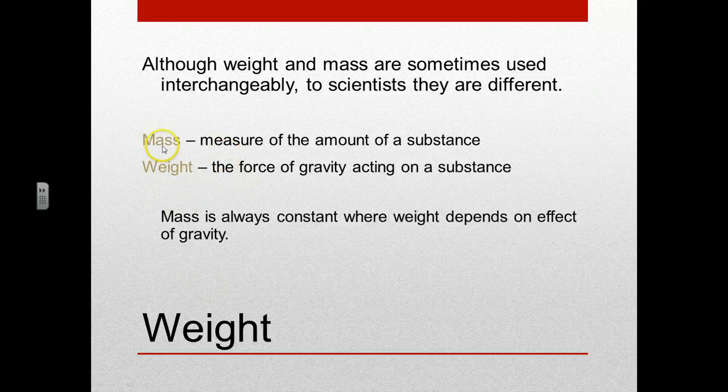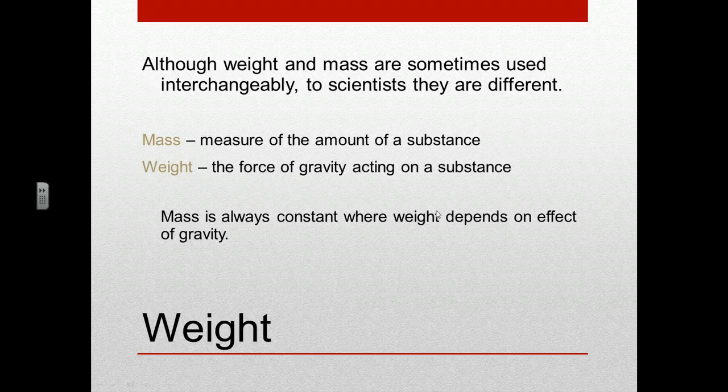I want to touch on the difference between mass and weight. In society, they're used interchangeably, but they do mean two separate things. Your mass, as I just said, is a measure of how much substance is there, and your weight is the force of gravity acting on that substance. When you get to physics next year, you're going to talk a lot more about weight and the forces acting on this mass. The important thing to remember, and why we use mass in science as opposed to weight, is mass is constant. It doesn't change based on where you are, whereas weight depends on the effect of gravity.